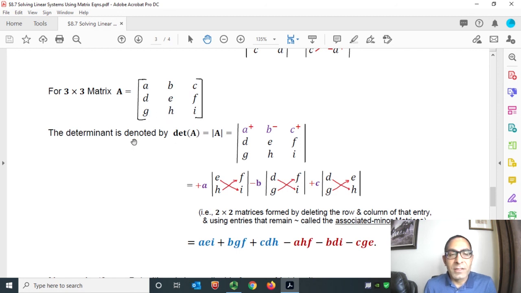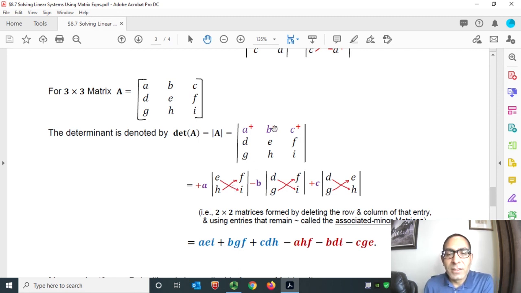Next, for a 3 by 3 matrix A with entries a, b, c, d, e, f, g, h, i, the determinant is denoted by det A equals the absolute value of A, and here we expand the determinant along the first row. We start from plus, then switch the sign to minus, and then switch the sign to plus. So along the first row, that means plus a here. Then we cross out the row and column containing a. So we cross out the first row and the first column, and what is left is e, f, h, i, the 2 by 2 determinant.